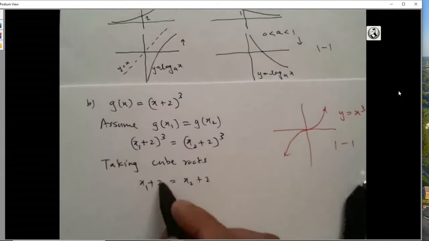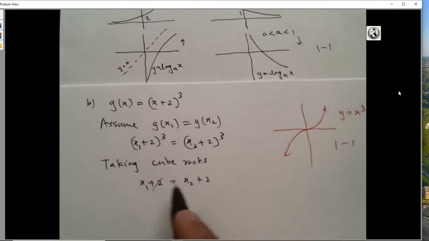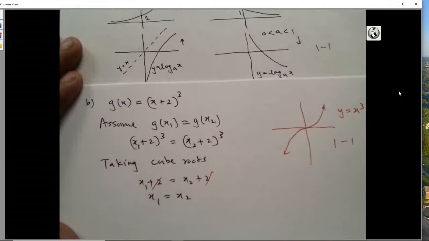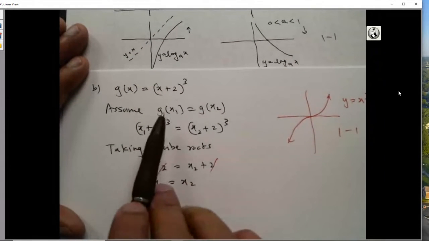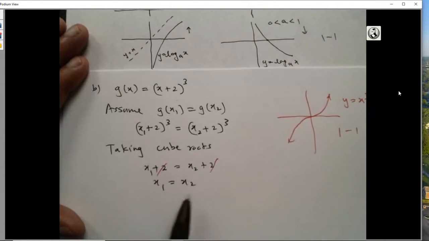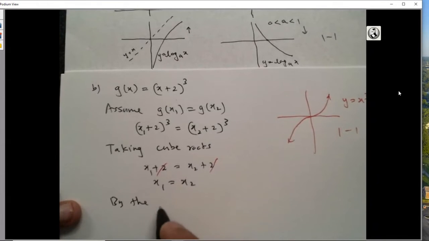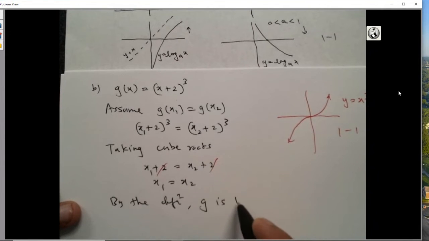Now when you cancel 2, you can see that you end up getting x1 equals x2. That's exactly what you want to prove. You proved that x1 equals x2. If you assume g(x1) equals g(x2), you end up getting x1 equals x2. So that means by the definition, g is 1 to 1. Okay, that's an algebraic way to show that this is 1 to 1.